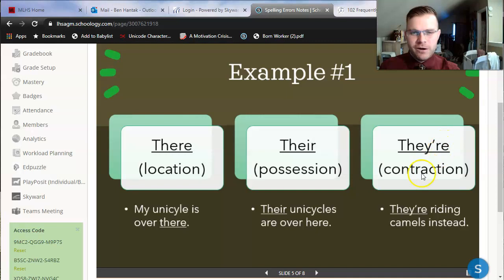T-H-E-Y apostrophe R-E is a contraction. It's a combination of two words, they and are. So we see in the sentence, they're riding camels instead of unicycles. I don't know why I thought of unicycles for my example sentences in this presentation, but I just kind of rolled with it. So just another example of where my brain goes sometimes.